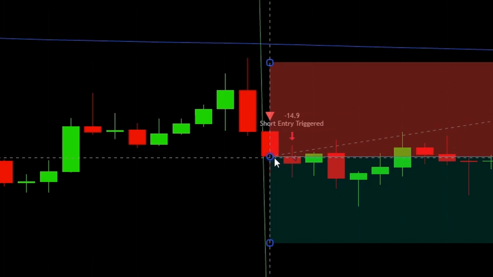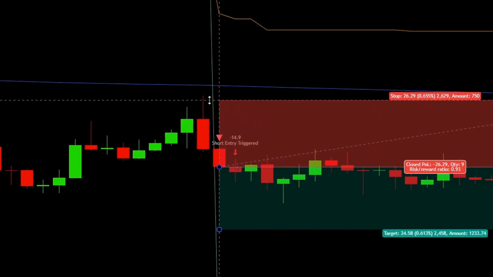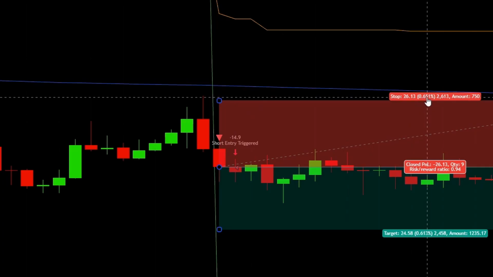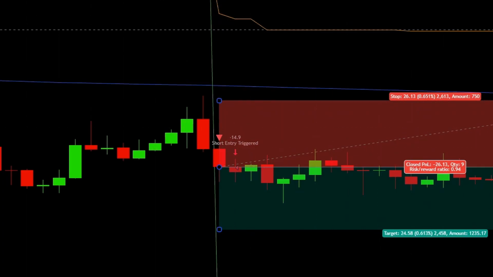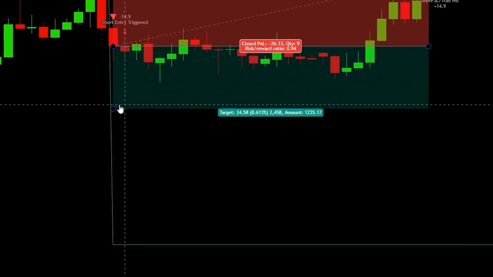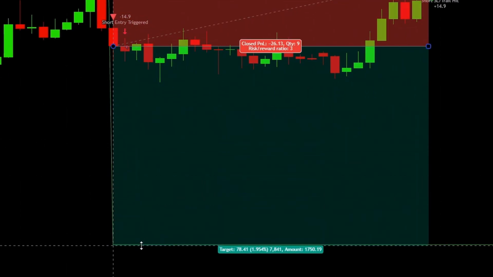Entry at the candle close or at the open of the next candle. Of course, the strategy enters at the open of the next candle. Stop loss at a 0.65% distance, right around there. And we are using a 1.5% distance trailing stop loss. Oh yes, and the take profit would have been at a 1-to-3 risk to reward ratio, around there.